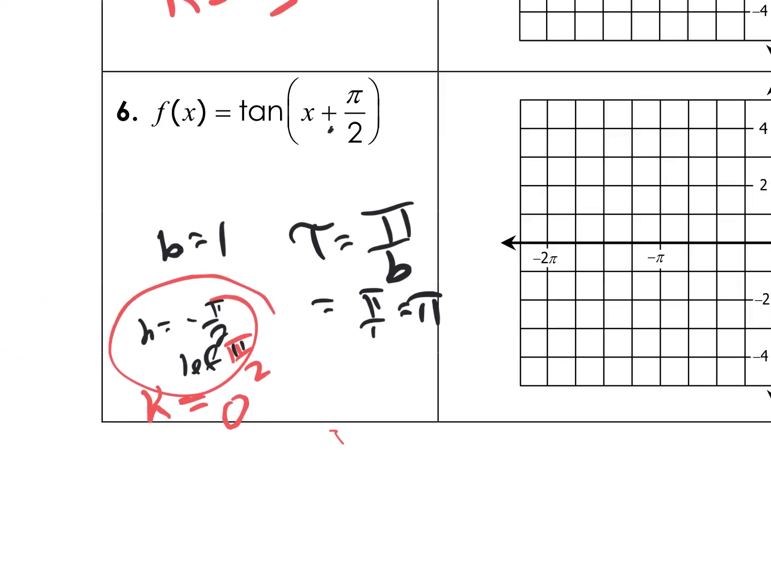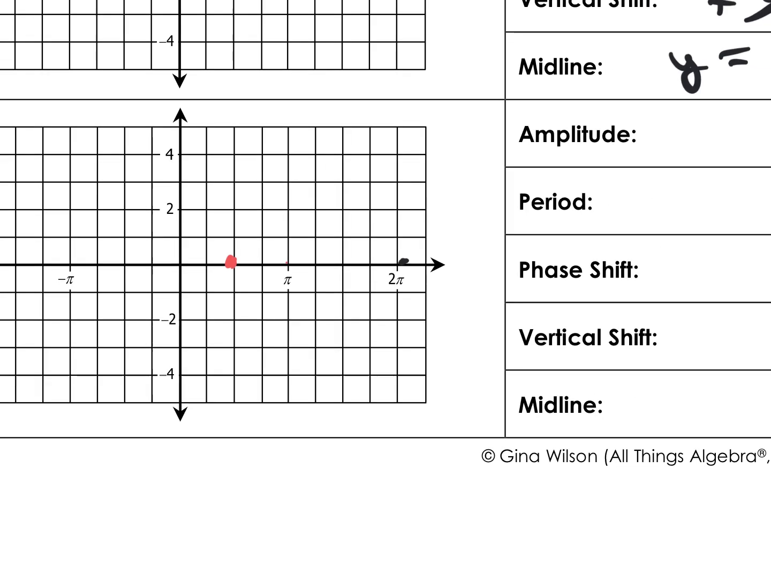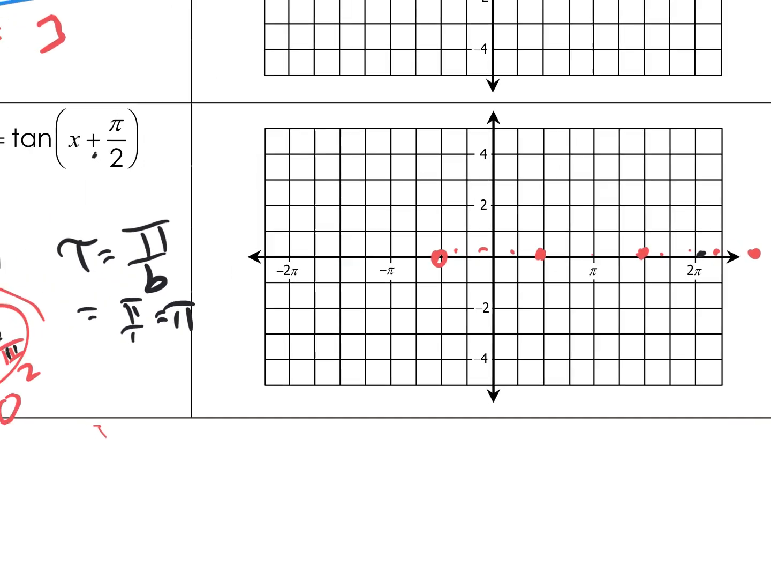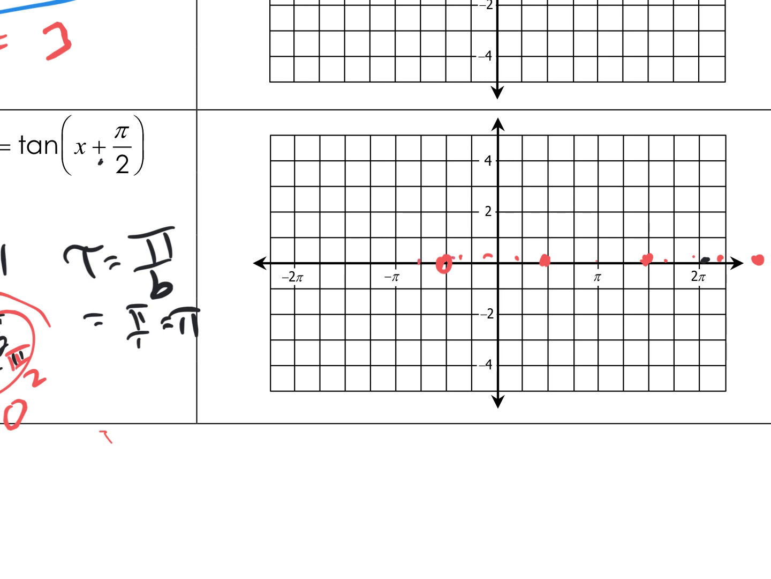No, wait. What's my period? Pi, I'm sorry. Pi. Go 4 dots. 1, 2, 3, 4. 1, 2, 3. Technically, there's another dot over here. 1, 2, 3, 4. I'm going pi. All I'm doing is separating them by pi's. 1, 2, 3, 4, 5. 1, 2, 3, 4. Technically, there's another one there.